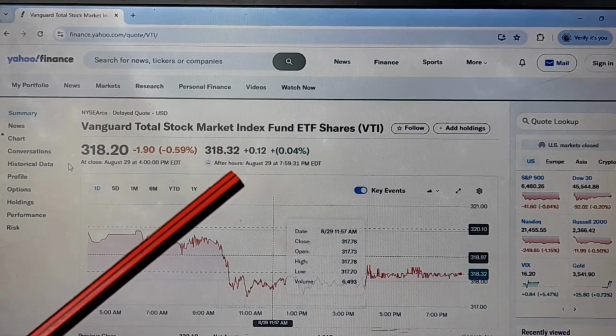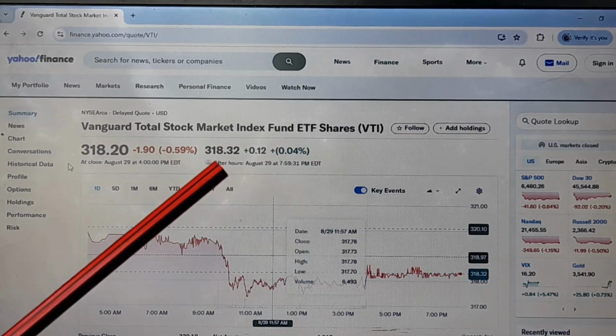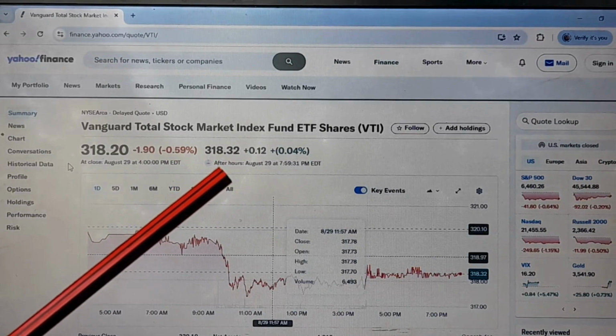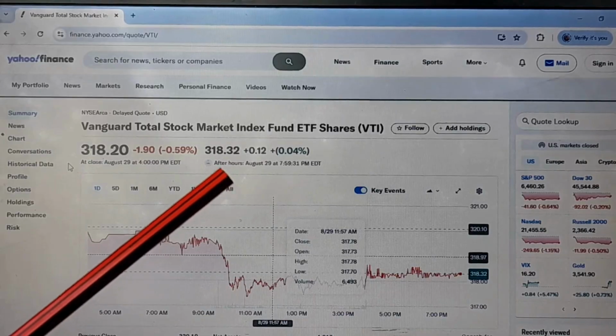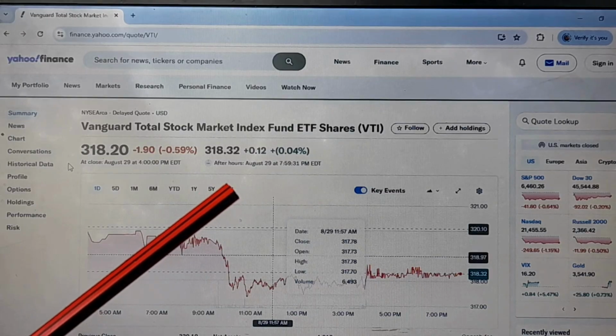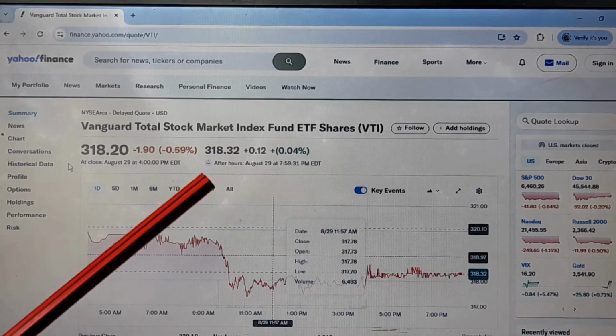Good. Now we get to this other part where you see after hours. Now I told you that you trade VTI when the market is open, but there are people who trade after hours. As a beginner, it's not really good to trade after hours if you still don't know what you're doing, because the price may jump suddenly. Okay, I will explain that as we continue.